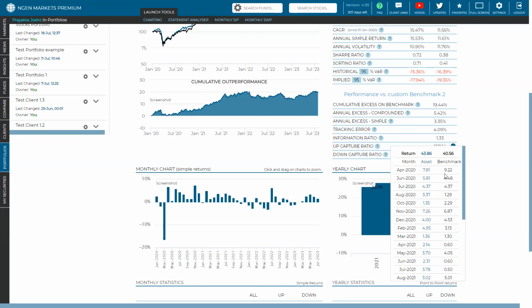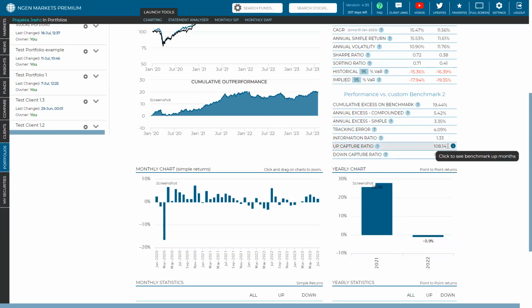Because here we are typically saying the bull run in the benchmark. Okay, so in this case, we can see that in April 2020, the benchmark went up by 9.22 versus the portfolio went up by 7.81. Right? And cumulatively, if we take this month on month, that amounts to 43% upside by the portfolio versus the benchmark upside of 40.56. And because this is higher than the benchmark up capture, that's the reason we see that this ratio is more than 100. And that's typically the goal. Higher the up capture ratio, the better is the portfolio's capture in a bull run.